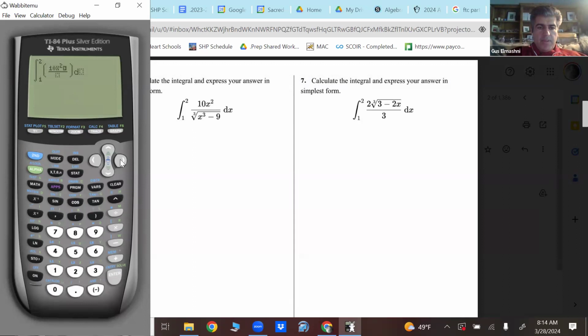10x squared, then hit the right key to go down. Then cube root, we'll just raise it to the 1/3 power. I mean, if you want to do cube root, you can. Hit math, option 5, that's 3. Actually, I don't know why I didn't pick the cube root. Oh, it was option 4. That's okay. And then type it in, x raised to the 3rd power minus 9.